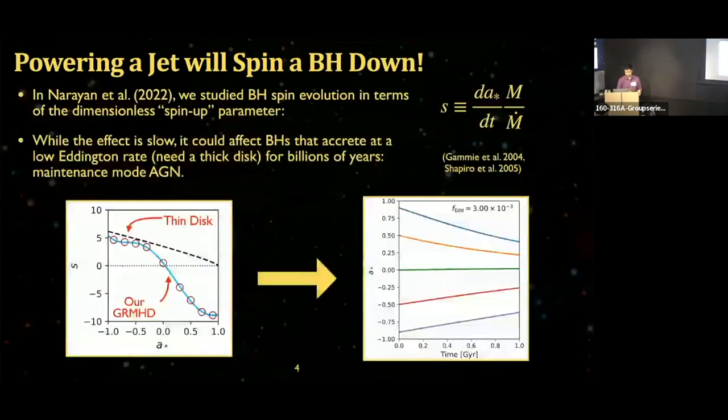Now, in this work, we studied how launching the jet would torque the black hole itself. And we studied this in terms of what's called the dimensionless spin-up parameter, shown here on the top right. s is given by da/dt times M over M dot. And I like to think of it rather as the rate of change of the spin relative to the rate of change of the natural log of the mass. You can see our results on the bottom left here. The spin-up parameter for a thin disk is given by that dashed line, and it's always positive, trying to force the black hole spin up to its maximum value.